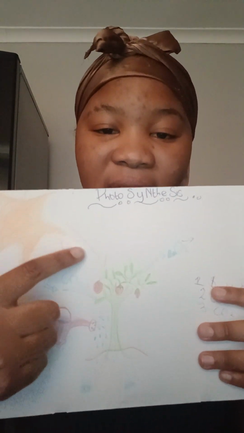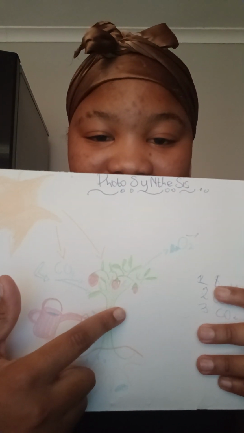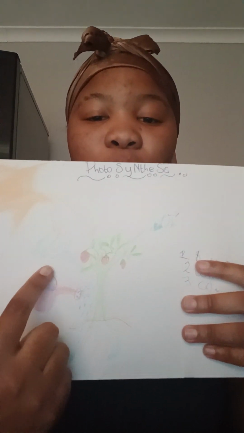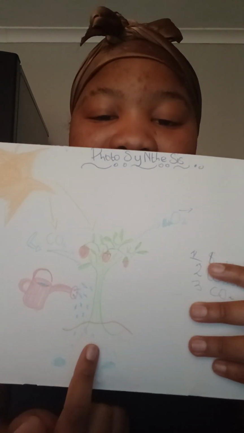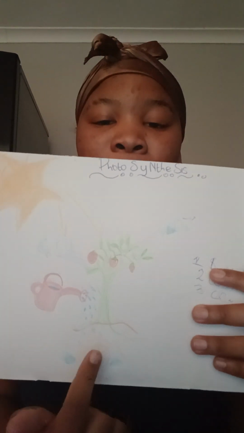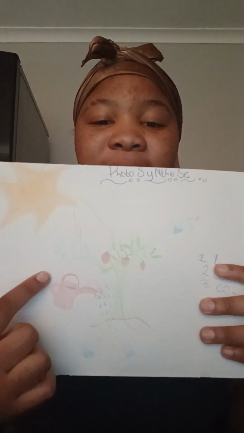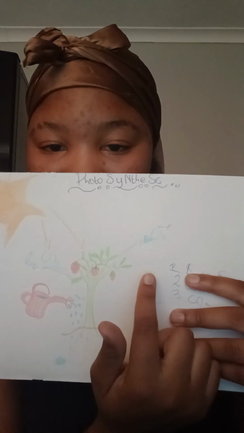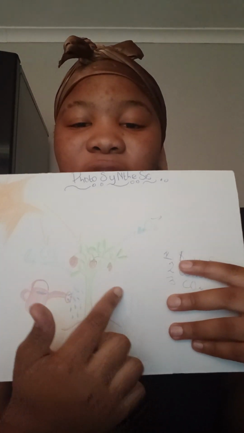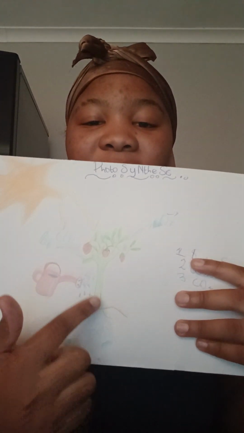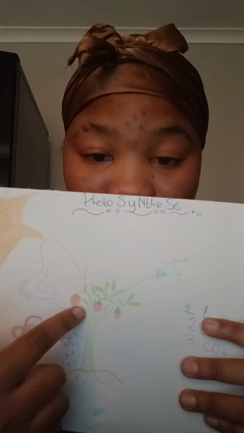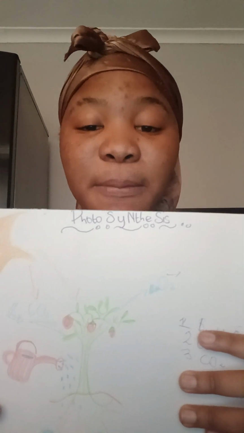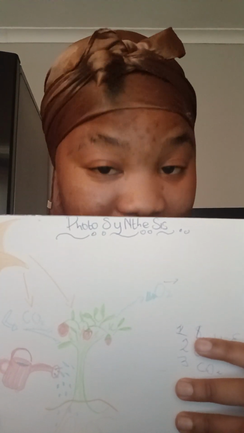The sun provides the plant with light energy, and it also absorbs water and nutrients from the roots, and then it also takes in carbon dioxide in order to release what? Oxygen. And after all this process, we gain what? Fruits, which are made by what? The plants.